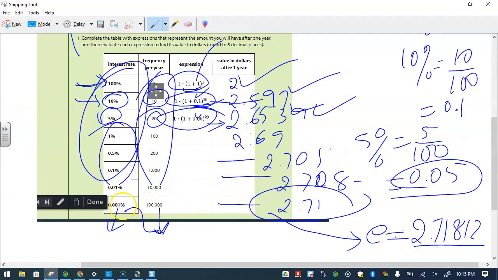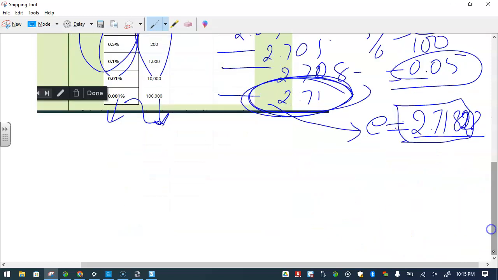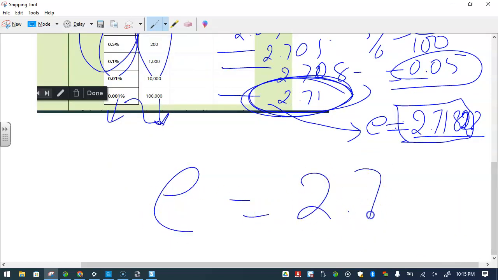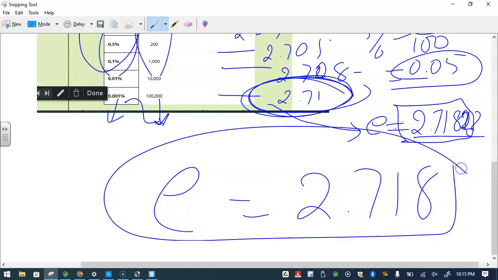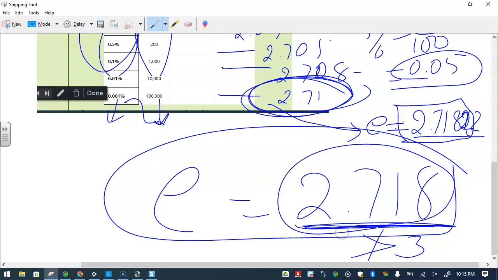So they're asking, will it be above zero? No. And will it be more than three? So there's one question. They ask, will it ever be more than three? No, it is going to be at the most 2.7182. What I'm going to remember is E equals 2.718. I think that's enough. This number will never be greater than three. So this is the natural number.